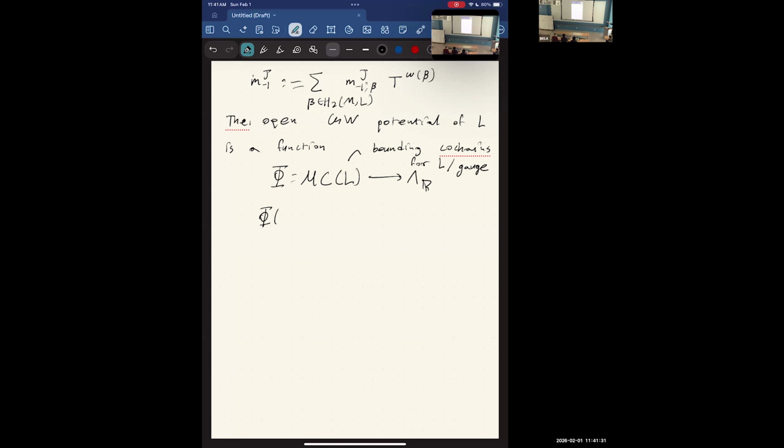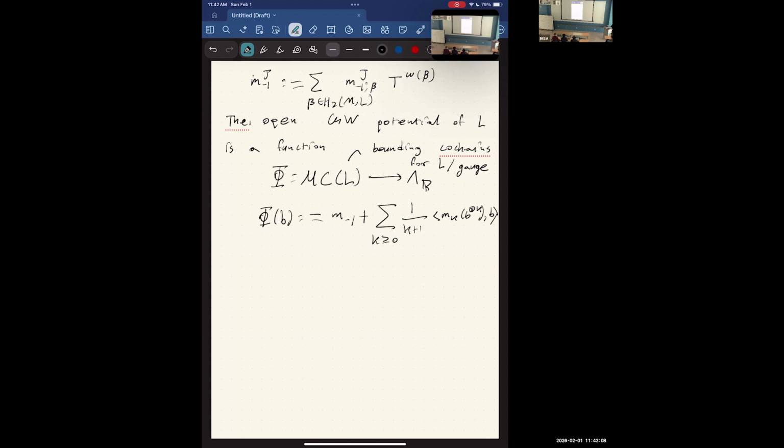You should think of this as something whose domain is the set of objects in the Fukaya category supported by your Lagrangian. And the value of this thing at B is going to be this M_{-1} term that I defined, plus some higher order correction terms. Okay, so you have something like this.